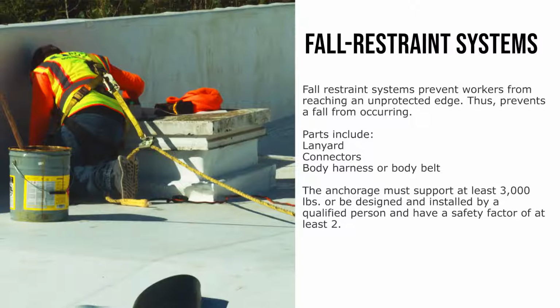Fall restraint systems prevent workers from reaching an unprotected edge, thus prevents a fall from occurring. Parts include lanyard, connectors, body harness, or body belt. The anchorage must support at least 3,000 pounds, or be designed and installed by a qualified person and have a safety factor of at least 2.